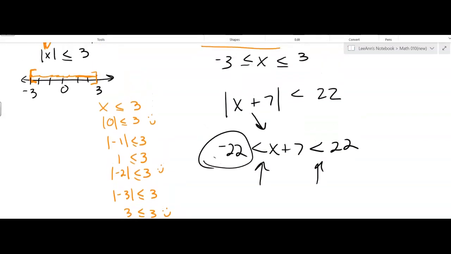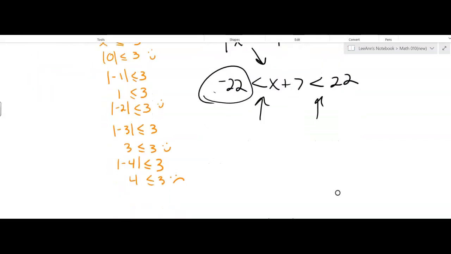Where's my example? Sorry about that. I had to go get the example.